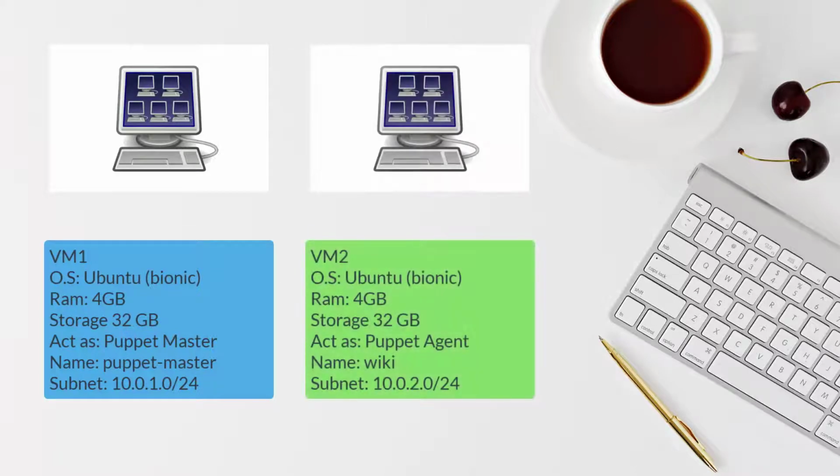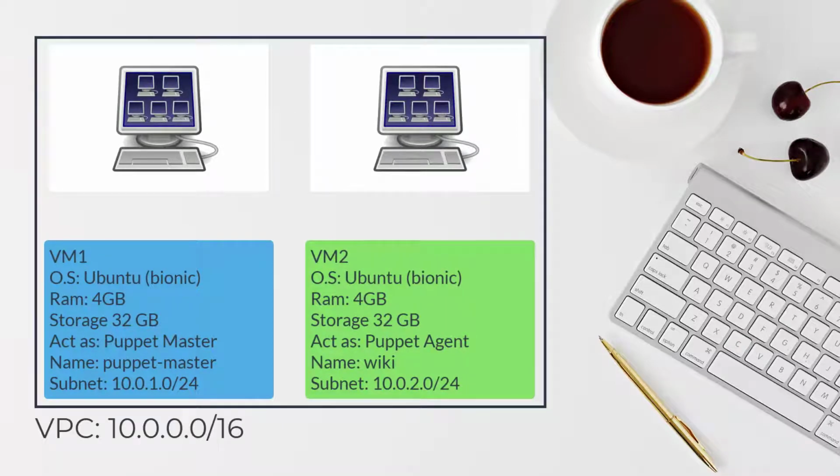Virtual Machine 1 is Ubuntu based and we are having 4 GB RAM, 32 GB storage, and the subnet is 10.0.1.0/24. Virtual Machine 2 will also be Ubuntu, 4 GB RAM, 32 GB storage, and will act as Puppet Agent. We'll name it as Wiki, and subnet will be 10.0.2.0/24. This is a VPC architecture. The IP range of VPC is 10.0.0.0/16.